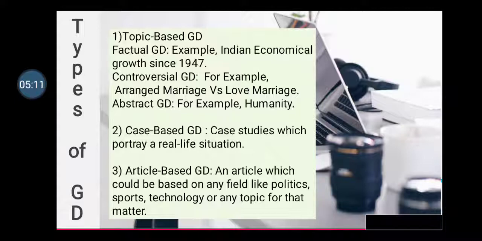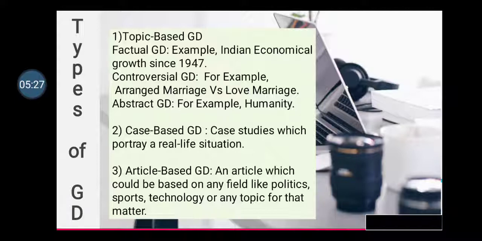So thinking capability is a must, and the analytical capability of the student is evaluated in abstract GD. For example, humanity or happiness or just any common topics can be asked. Next one, the second one, is case based.